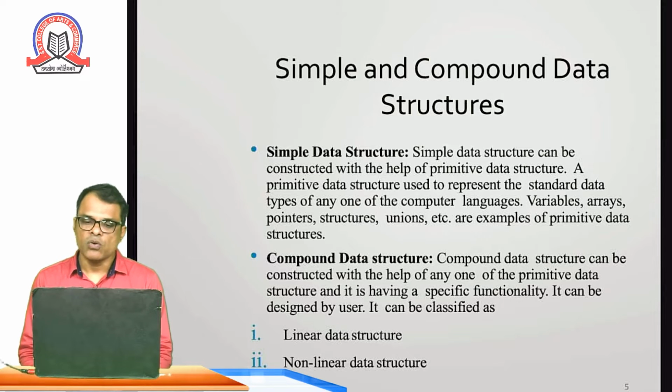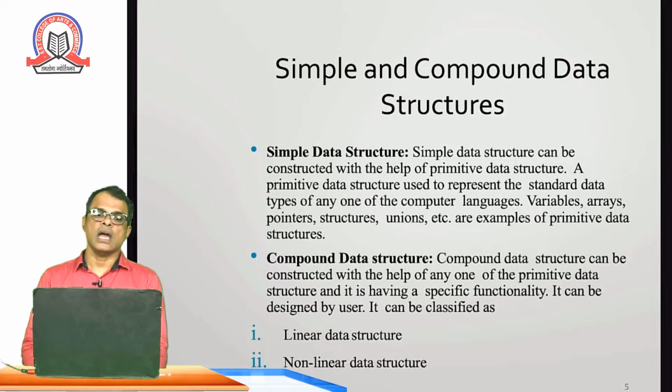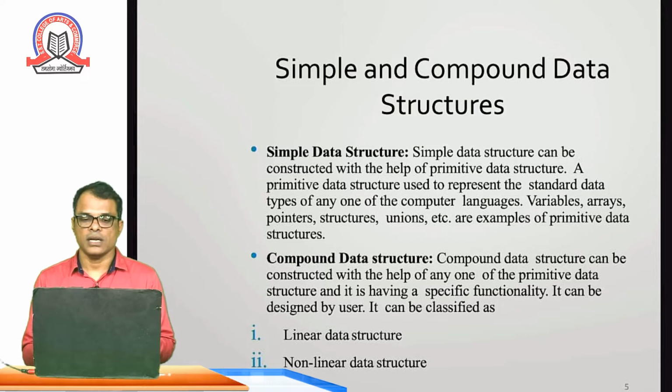Then there is the compound data structure. A compound data structure can be constructed with the help of any one of the primitive data structures, and it has a specific functionality. It can be designed by a user. It can be classified as a linear data structure or a non-linear data structure. So the basic idea is that it is constructed with the help of primitive data structures and it has specific functionality. Again, it is divided into linear data structure and non-linear data structure.